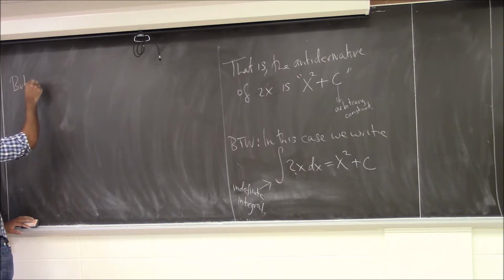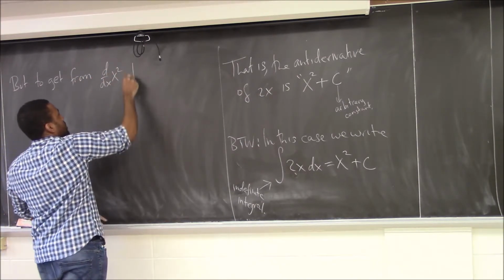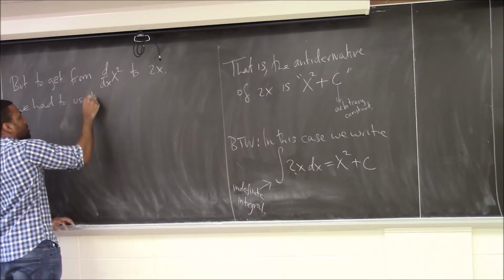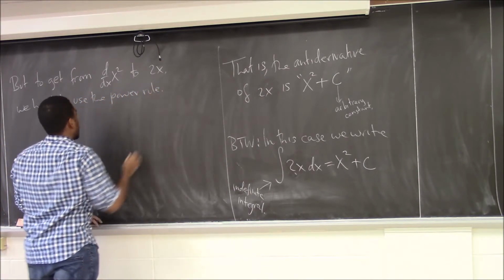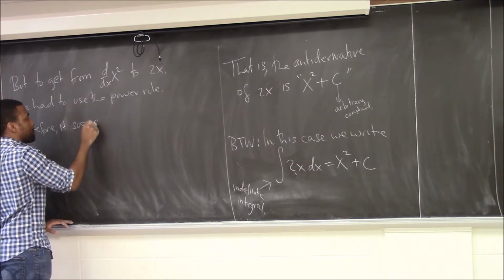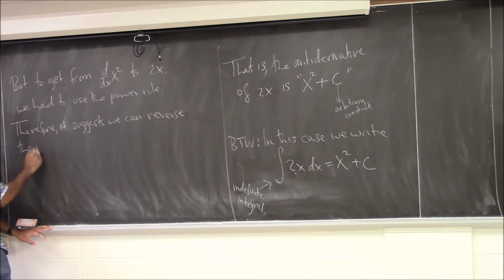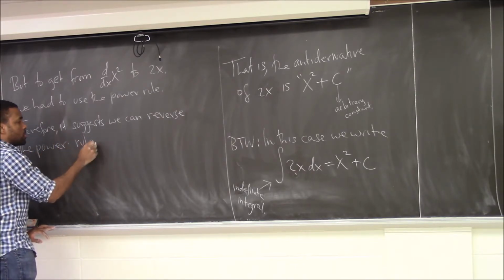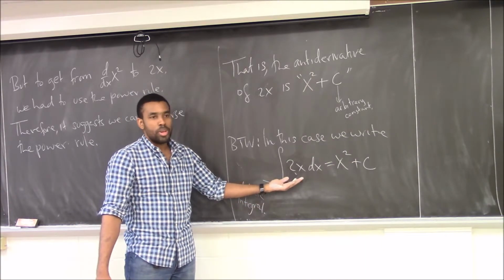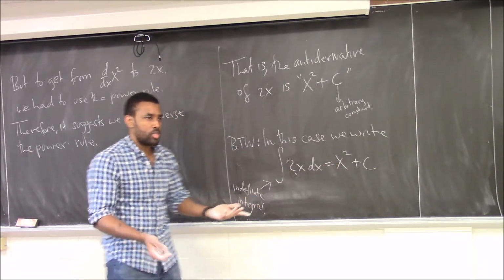But to get from taking the derivative of x squared to 2x, we had to use the power rule. Therefore, it suggests we can reverse the power rule. There's a systematic way for us to turn a polynomial into its derivative. There should be a systematic way to go from some other polynomial to its antiderivative. If there's a nice formula to go in this direction, there should be one to go in that direction. Just reverse the formula and solve for the other guy.